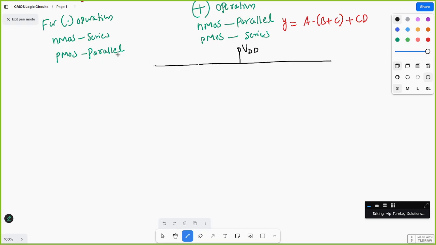AND operation is there. If it is AND operation, PMOS will be parallel. OR operation means PMOS will be series. So like here, if you see, this is A. With the AND operation, A with B and C are parallel. B or C is nothing but an OR operation, so B and C are series.